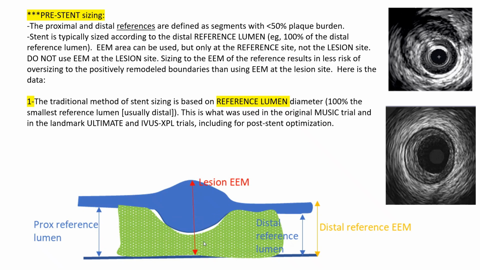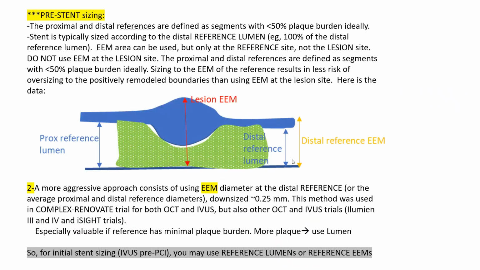So there are two ways of sizing your stent by IVUS and OCT. You can size it to the distal reference lumen or distal reference external elastic membrane. The traditional method of stent sizing is based on that distal reference lumen. You size it 1-to-1 or 100% of that distal reference lumen diameter. This is what was used in the original MUSIC trial and in the landmark ULTIMATE and IVUS-XPL trials, including for post-stent optimization. Now, you can use the distal reference external elastic membrane. You downsize it by up to 0.25 millimeters.